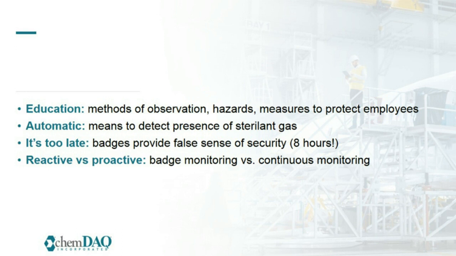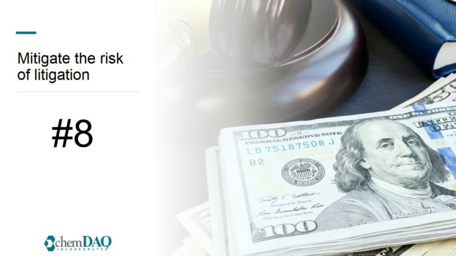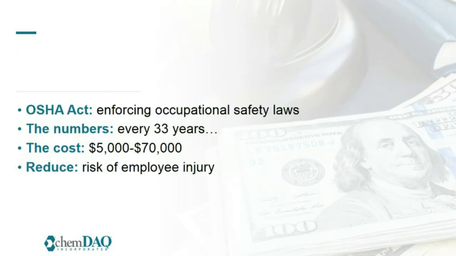And this brings us to number 8, mitigate the risk of litigation. As everybody knows here in the United States, we are definitely a litigious society. We have lawyer billboards everywhere. You can sue somebody for anything. In the OSHA Act of 1970, OSHA is tasked with enforcing occupational safety laws.